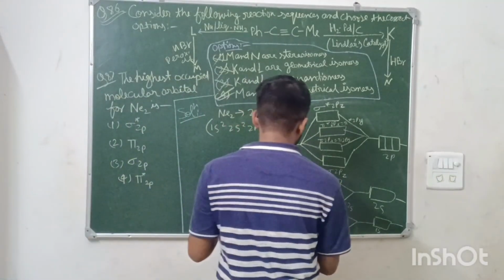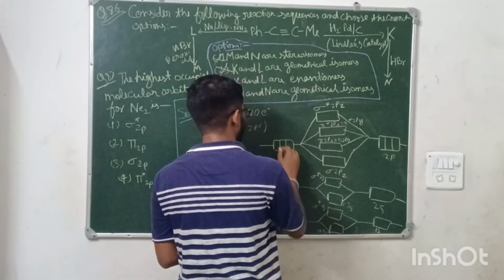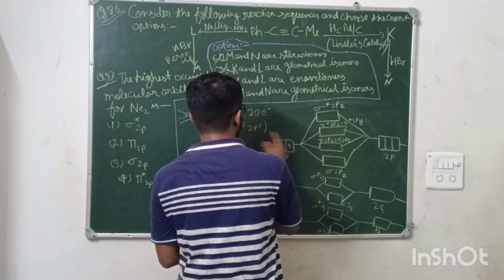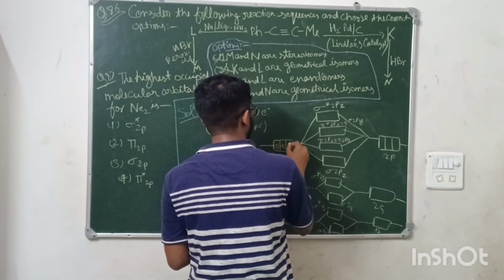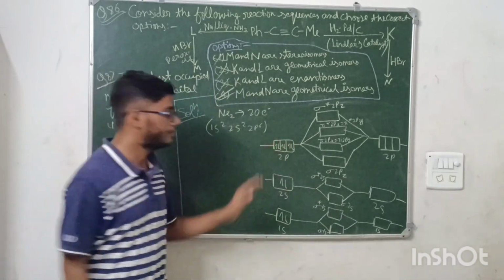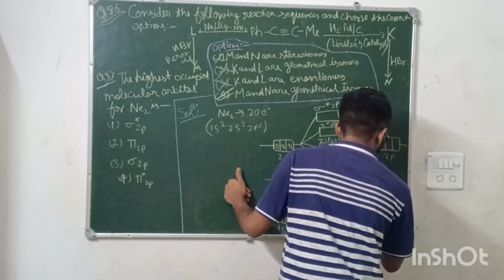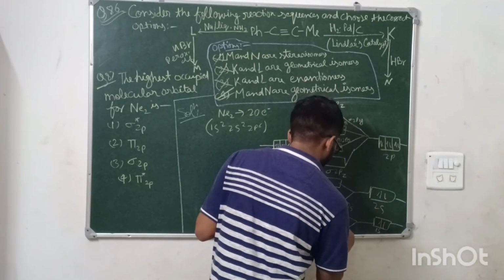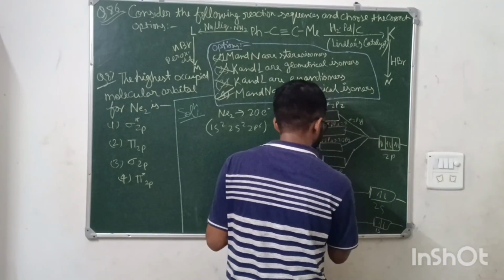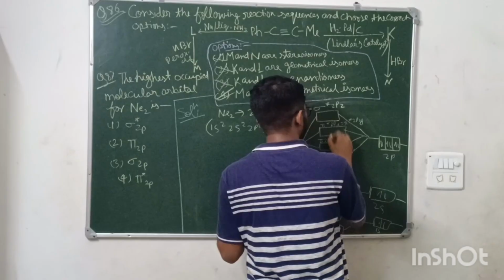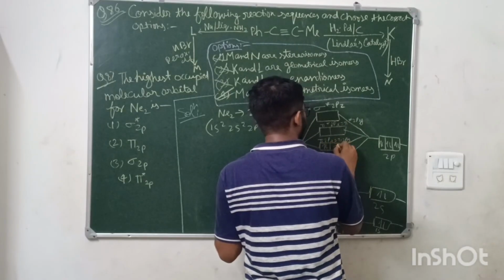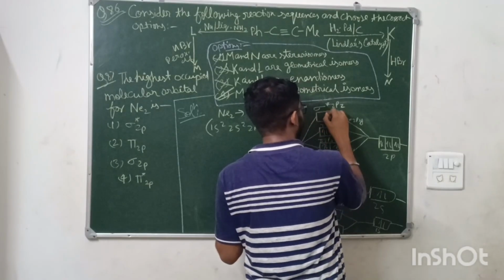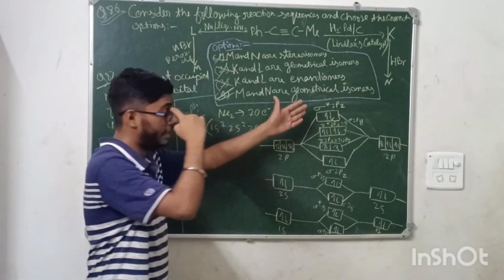So electrons will be filled like this: 1, 2, 3, 4, 5, 6, 7, 8, 9, 10. These are the electrons filled here, and here also 1 to 10. Now here 20 electrons are filled: 1, 2, 3, up to 20. This is the molecular orbital diagram for Ne2.